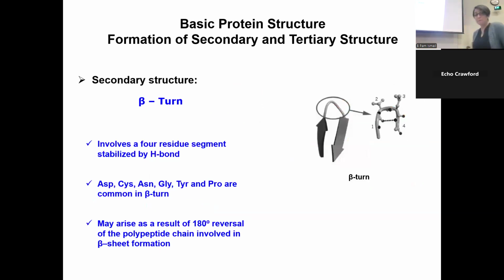Beta turn might exist naturally, but it can also increase, for example, in dough. When we are kneading the dough, we can generate more beta turns. So this can happen as part of denaturation. So reversal of beta sheet, and then you get this turn between two beta sheets formation. So that's beta sheet.